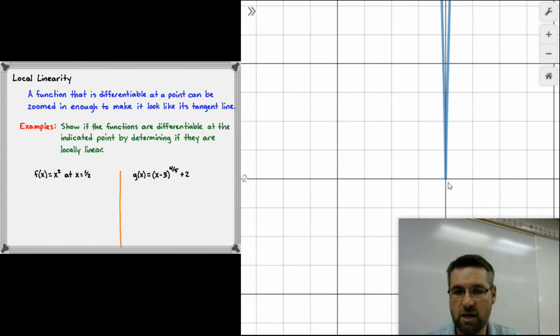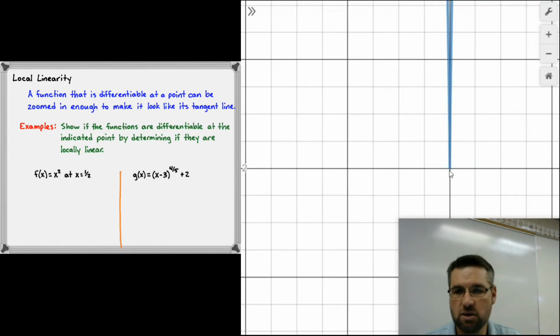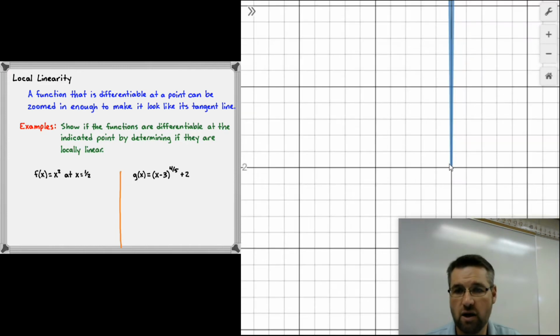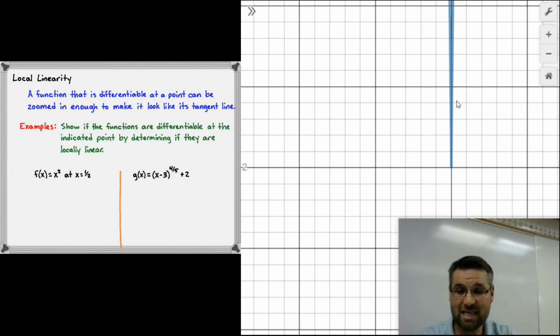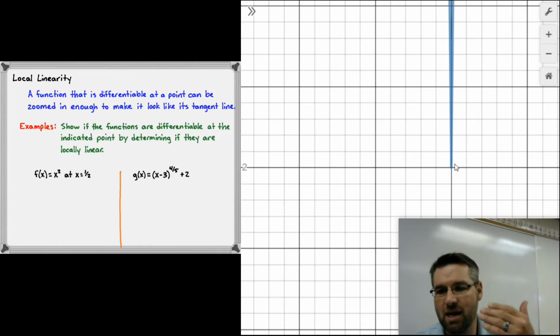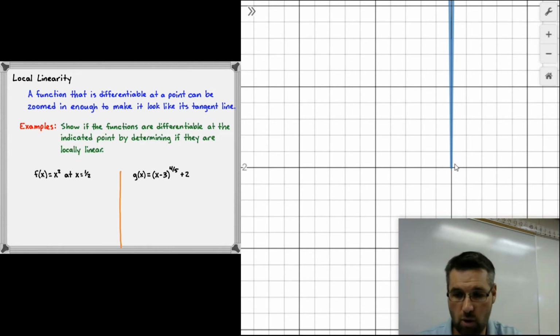And what appears to be happening is that it does appear to be looking like a linear function of some sort. But notice, it's a vertical line, first of all. And secondly, it's not even a line. If anything, it's a ray because it starts here and it keeps going up that way. So if I could zoom in more and more, it would look more and more like this ray. But because it's not a line, not a continuous line that goes on forever throughout this entire window, then it's not differentiable at this point.